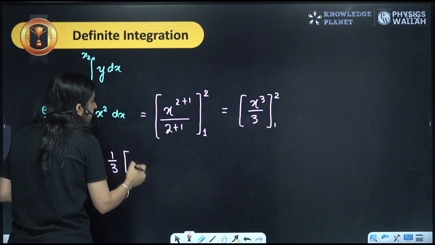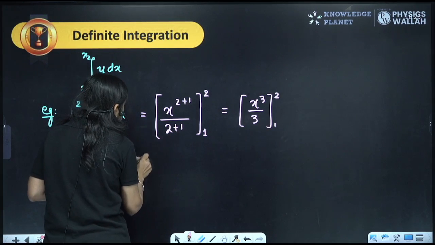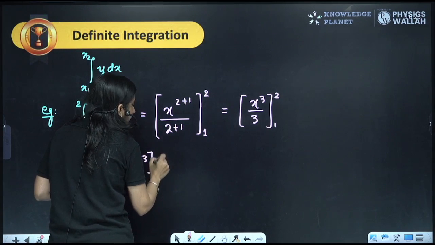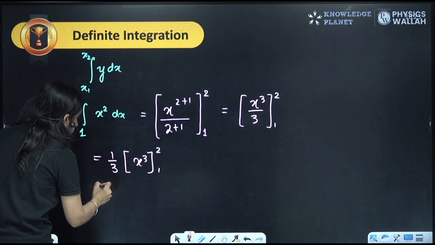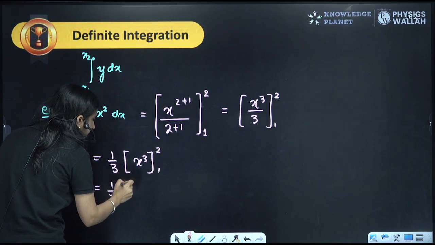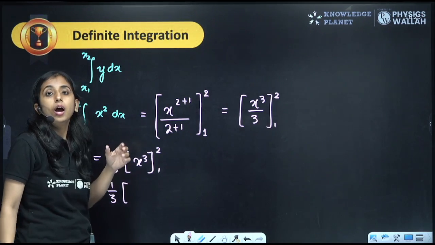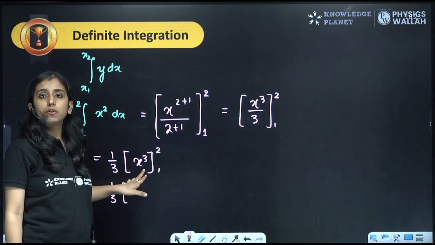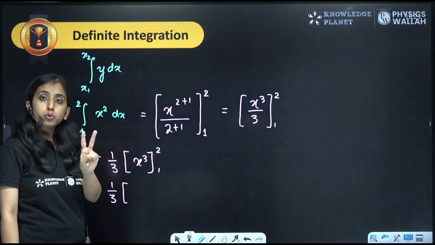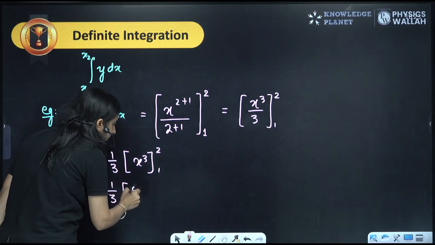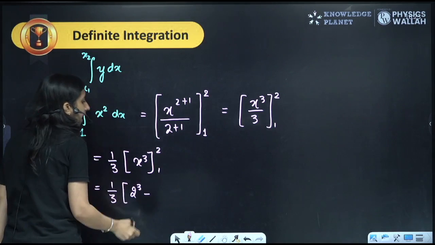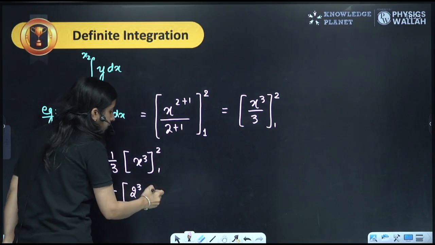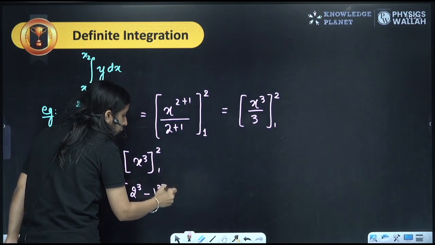Now how to substitute the limits? Limits will be substituted only in x. Substitute the upper limit first, which means substitute 2 in place of x. So it will become 2 cube, minus, substitute 1 in place of x, which becomes 1 cube.